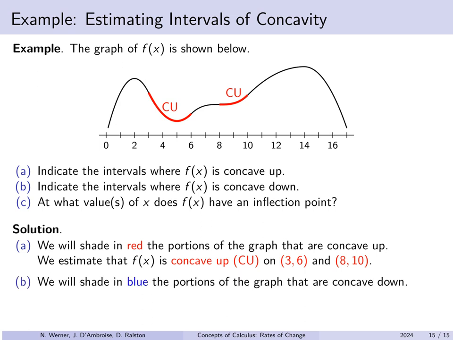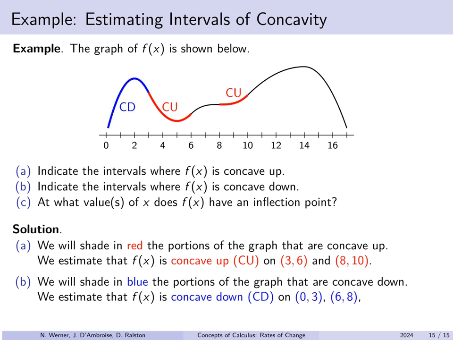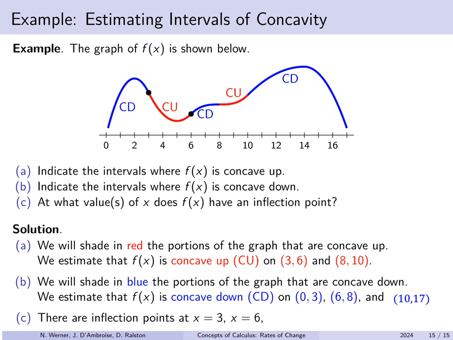What about concave down? Where do I get that downward bending shape? From 0 to 3, from 6 to 8, and from 10 to 17 or so. So there are inflection points where we have a change between concave down and concave up at x equals 3, at x equals 6, at x equals 8, and x equals 10.